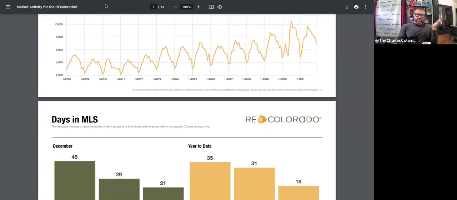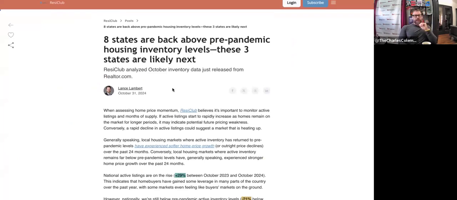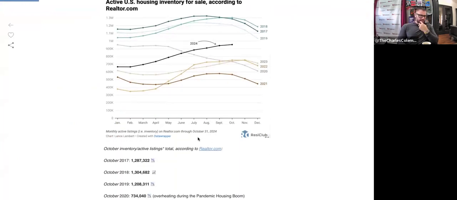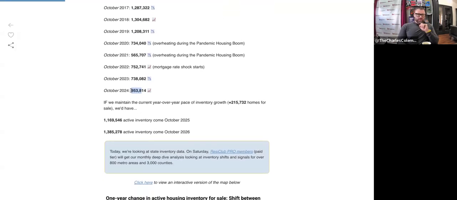All right, so that's just, guys, that's Colorado data. If you wanted to pull it, I do want to go through it and show you this. 8 states are back above pre-pandemic housing inventory levels. These 3 states are likely next. We don't care about the likely next, but we can see 2017, 1.2, 1.3, 1.2, 700,000, 56, 72, 738, 953. This is total inventory, October inventory, active listings. And it's going from 2017 at 1.2 million to less than a million. Let's call it 950,000. And so that's 2024.